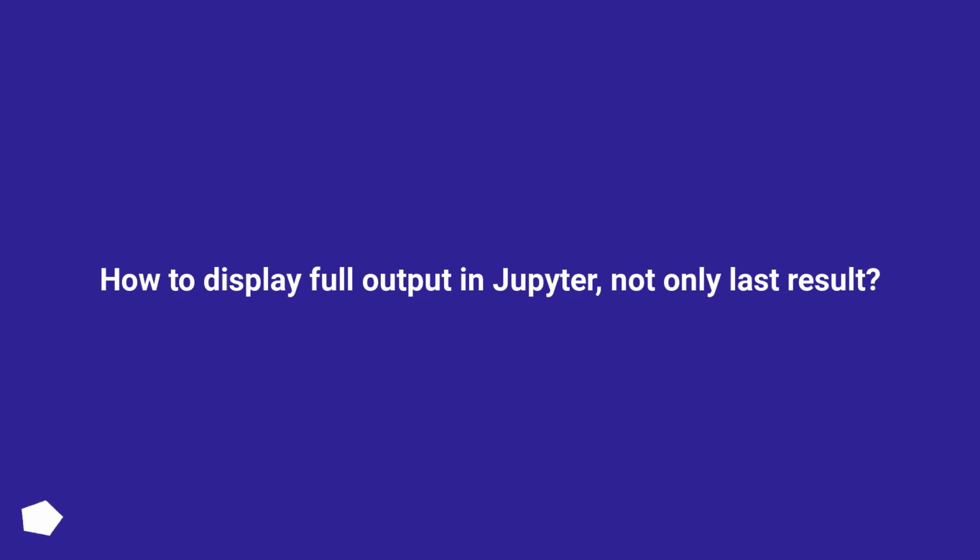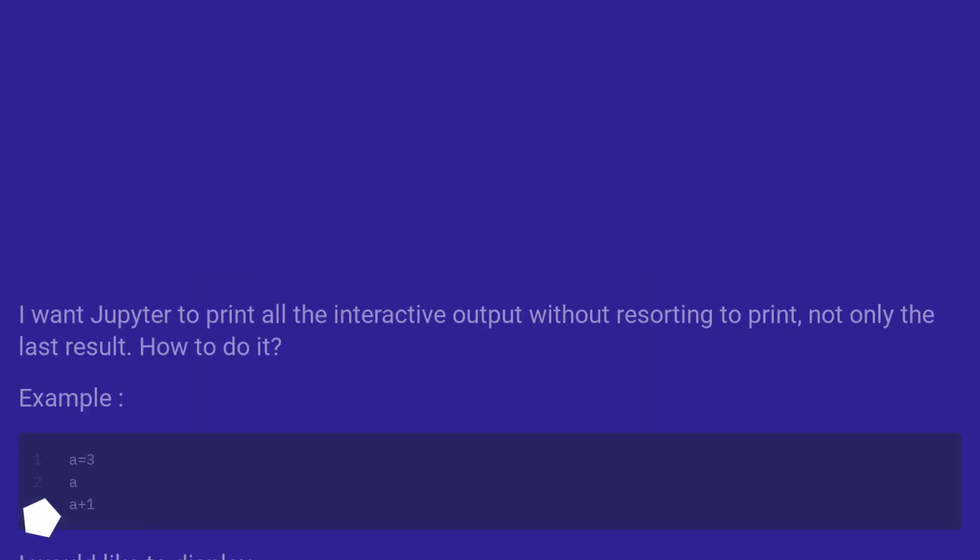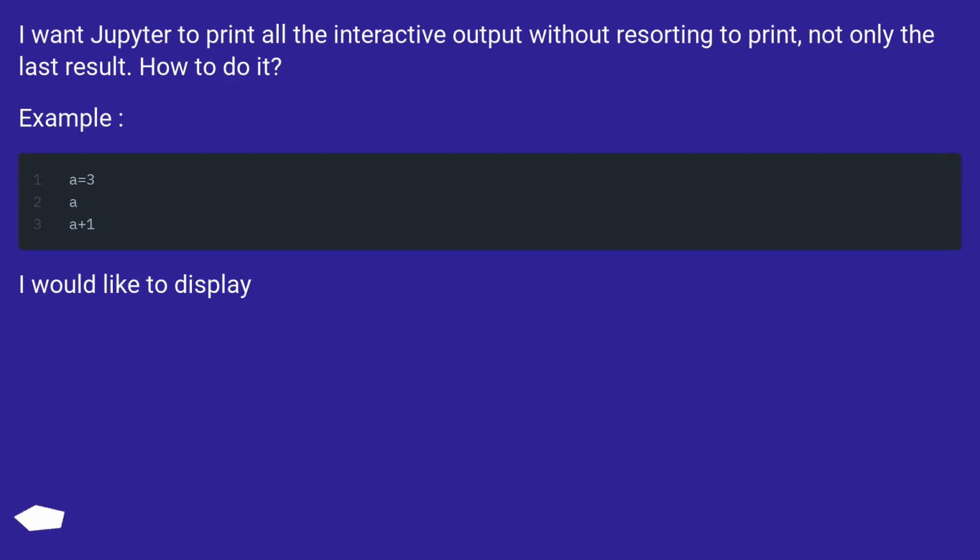How to display full output in Jupyter, not only the last result? I want Jupyter to print all the interactive output without resorting to print, not only the last result. How to do it? Example: I would like to display 3, 4.